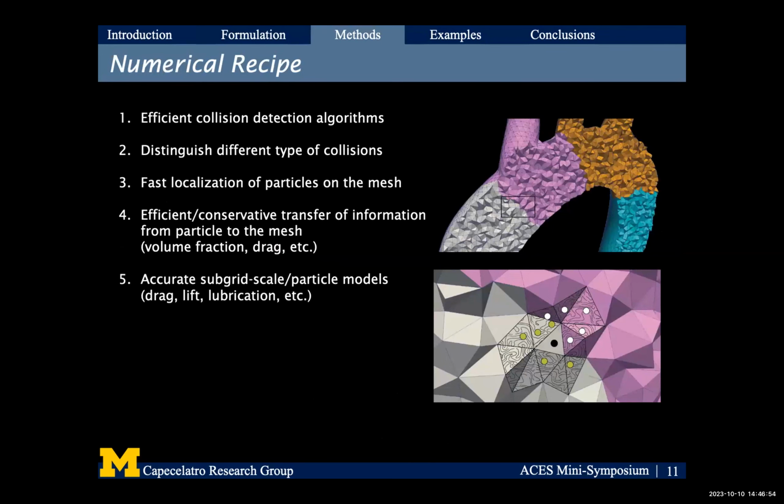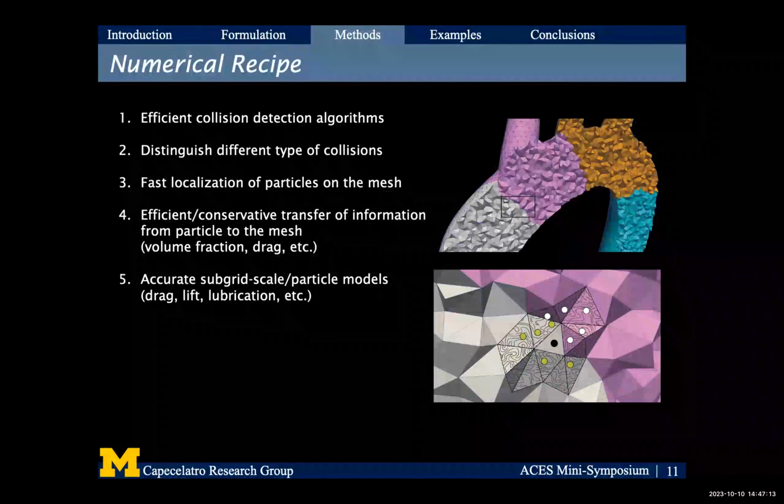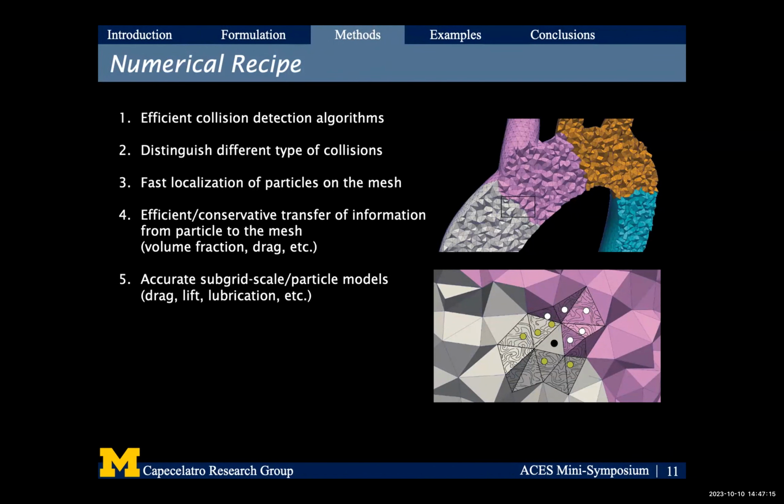So I just want to show a quick numerical recipe, a couple of things that we need to get right in order to enable a framework to do these types of flows. We want efficient collision detection algorithms. We have to distinguish between different types of collisions, and I'll show what I mean in a second. Fast localization of particles on the mesh. So we're mostly dealing with unstructured grids. Particles are going to move from cell to cell, so we have to be able to identify where they live and be able to communicate from the particle to the mesh efficiently.